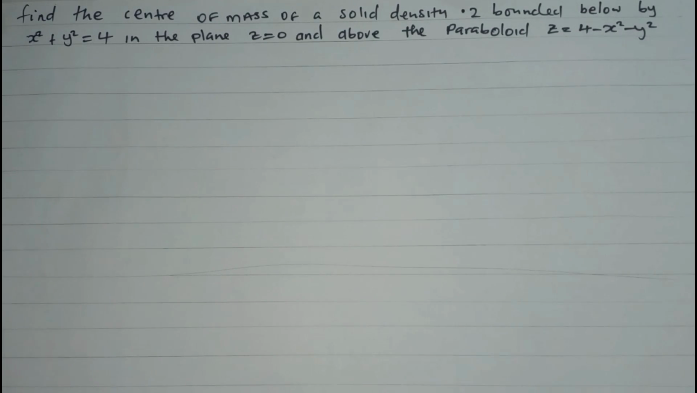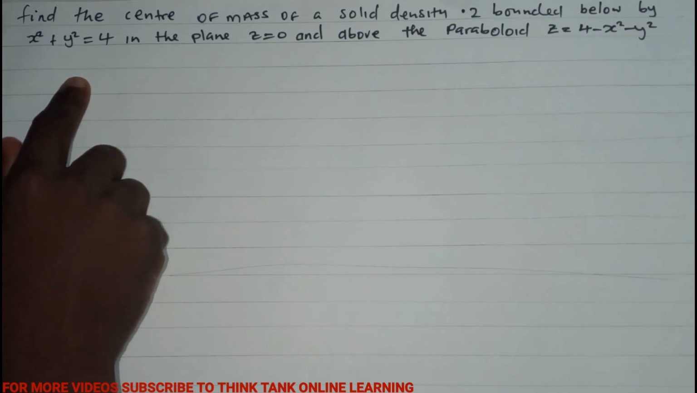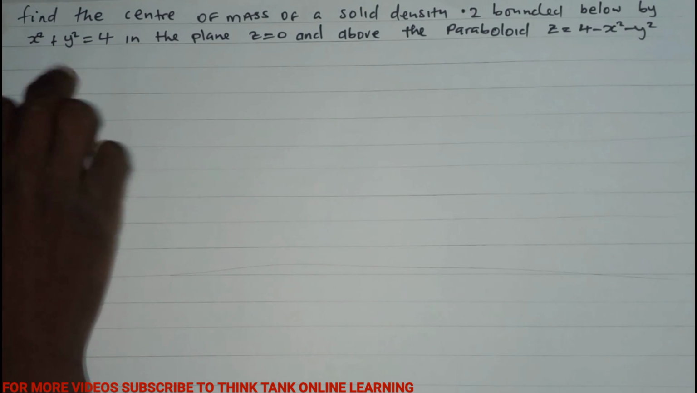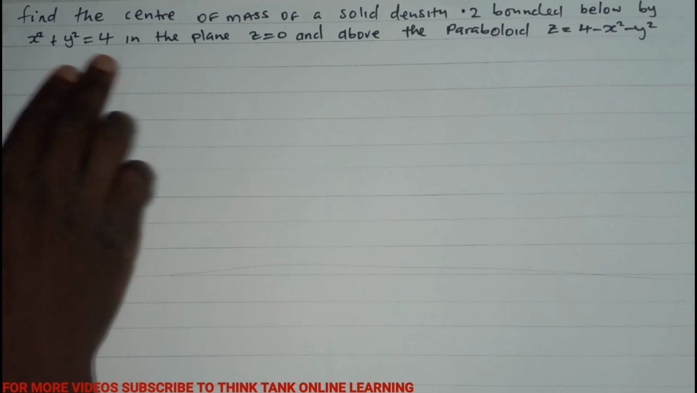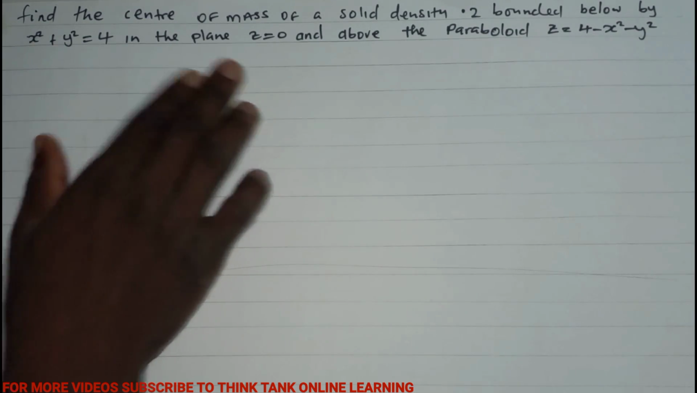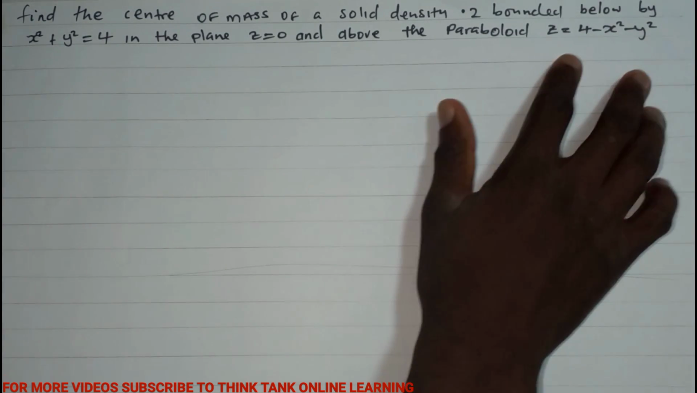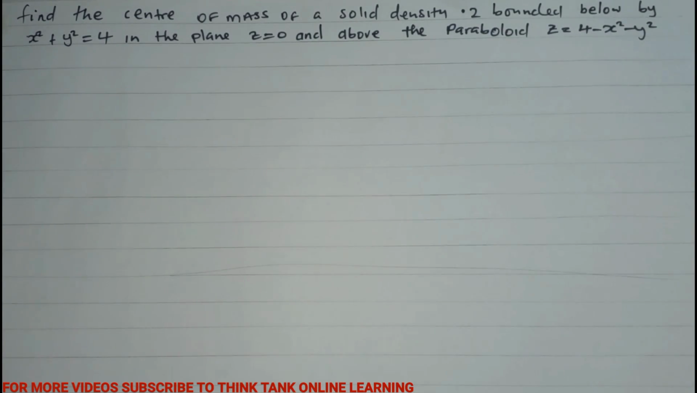So in this video, I want to find the center of mass of a solid. The density in this question is 2, and we are given a solid that is bounded by x squared plus y squared equals 4. You should know that this is the equation of a cylinder. And the plane z equals 0, above a paraboloid, z equals 4 minus x squared minus y squared.